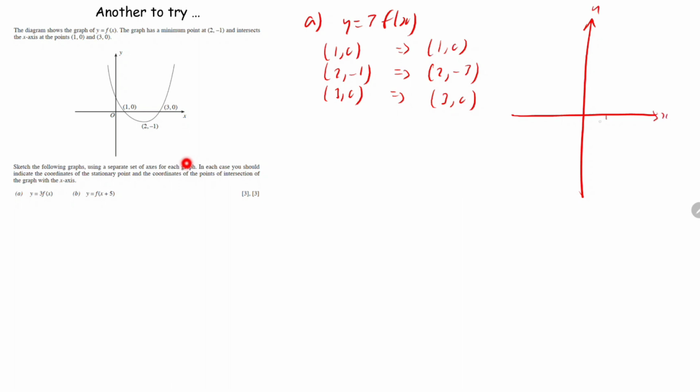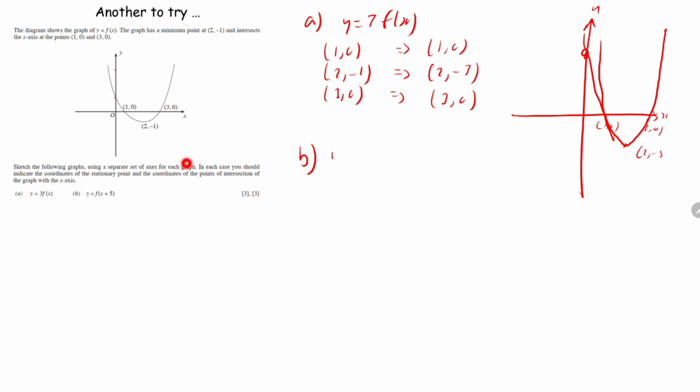So our roots, we're going to have (1, 0) still, (3, 0). But the minimum point is now going to be at (2, -3). So it's going to look something like this. Although not necessarily quite like that, because this intersection is going to be 3 times higher up. So probably should have drawn it something like this. There still needs to be an intercept.